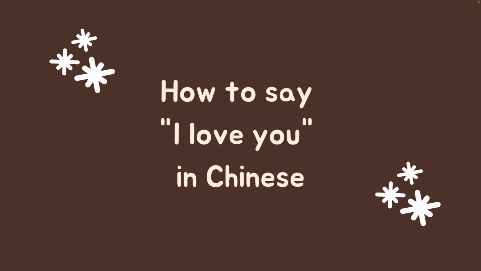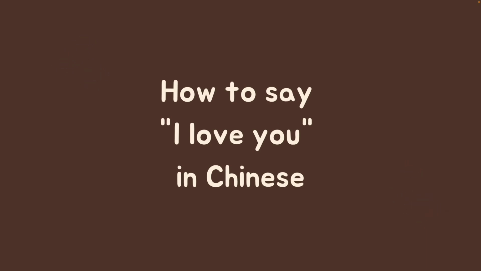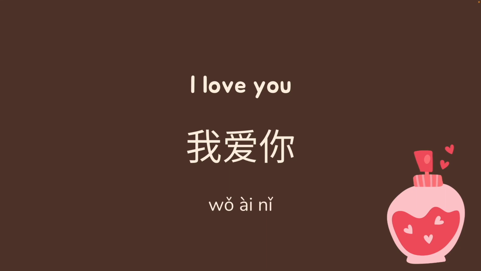Number 2. How to say I love you in Chinese? Aww. I love you is 我爱你. Same exact order as English. 我 I, as in I, me. And then 爱, the second character, is to love. 你 you. 我爱你, I love you.